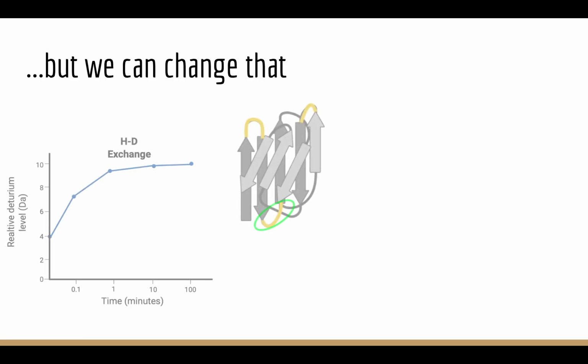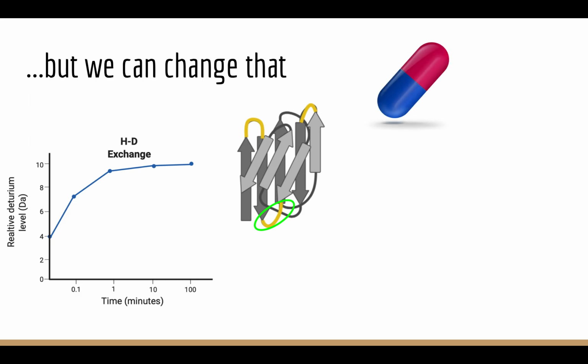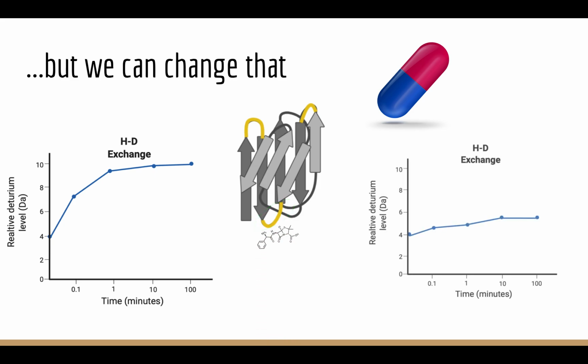But we can change that. So take our loop region here again, the one that was really flexible and really accessible. Say we know a drug that interacts with this protein. We don't know where it interacts, but we're about to find out. We give the protein this drug, and look, now we see a flattening of our curve. This might tell us that this drug interacts either directly or indirectly to make that loop region less accessible to the solvent, more rigid, less likely to exchange with deuterium.